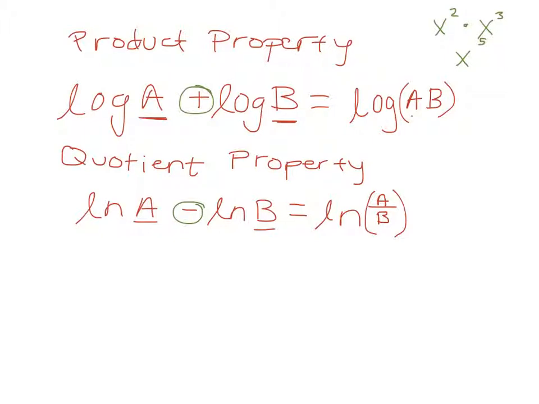Here we have the multiplication and addition, and here we have addition and multiplication. Those properties go together and they come from each other. Now, a third property is called the power property.